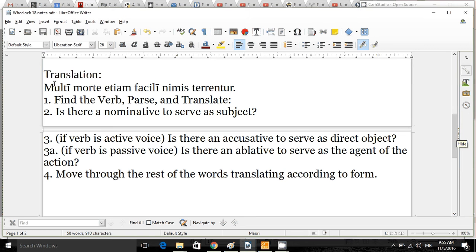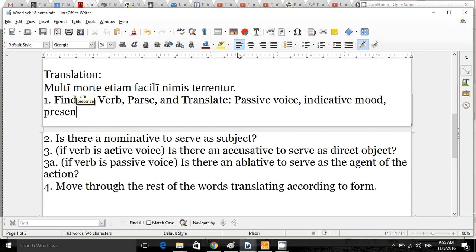And so here is an example. Multi morte etiam facile nimis terentur. So find a verb, parse it and translate it. Here is our new ending, terentur. That ntur ending tells me right away I'm in the passive voice. Still in the indicative mood. Terentur. That's just present tense. So it's passive voice, indicative mood, present tense.